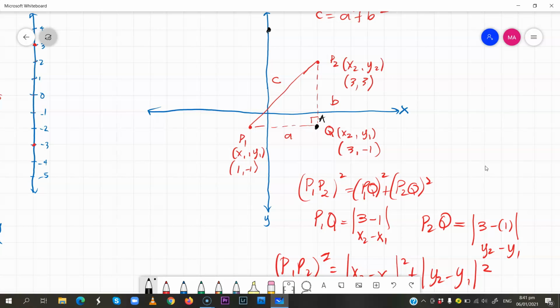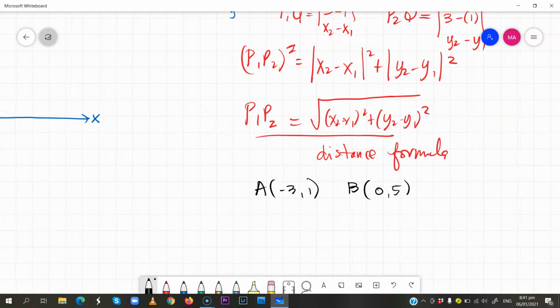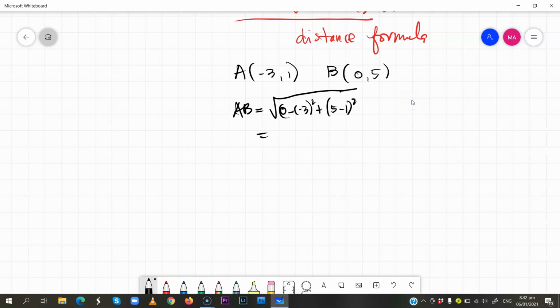So this is A, and this is B. So the distance from A to B, using the Pythagorean theorem or the distance formula, AB equals the square root of x sub 2, which is 0, minus -3 squared plus 5 minus 1 squared. So 0 minus -3 is +3, squared is 9, plus 5 minus 1 is 4, squared is 16. So we have 9 plus 16, square root of 25. AB therefore is 5. So the distance from A to B is 5.